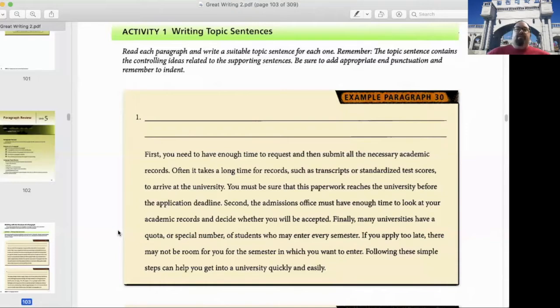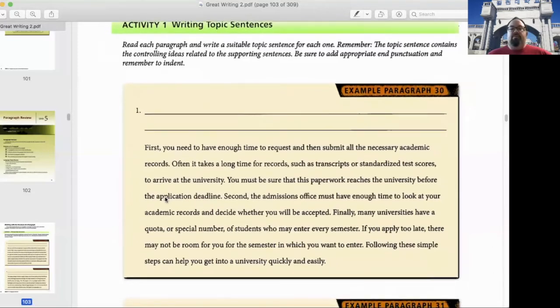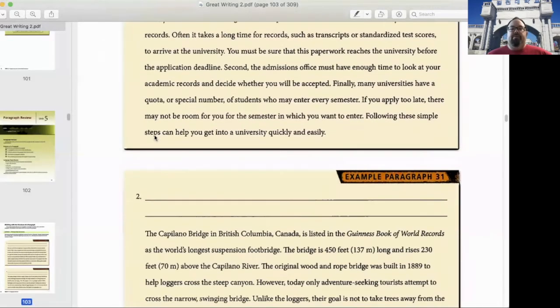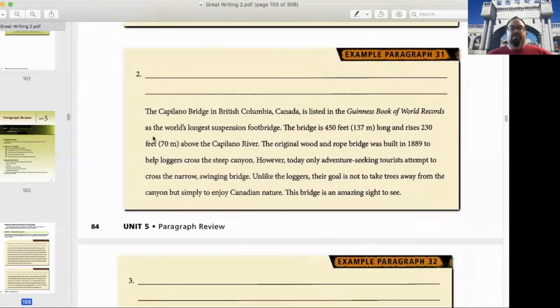So for example, something like there are some simple steps for applying to university, or what else could we do? It takes some time to apply to university, so follow these steps. That is another option. So anything related to applying for university and time would help you come up with a good topic sentence for that. Those are just a couple of examples. Then number two here you can do on your own.